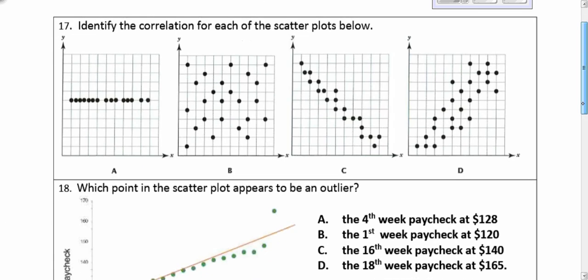Identify the correlation for each of the scatter plots below. All right, so the correlation for A, it's going straight across. So you can't really say it's positive or negative. This is a slope of 0. So you really can't answer that as a correlation. B, there are points everywhere. So this is no correlation.